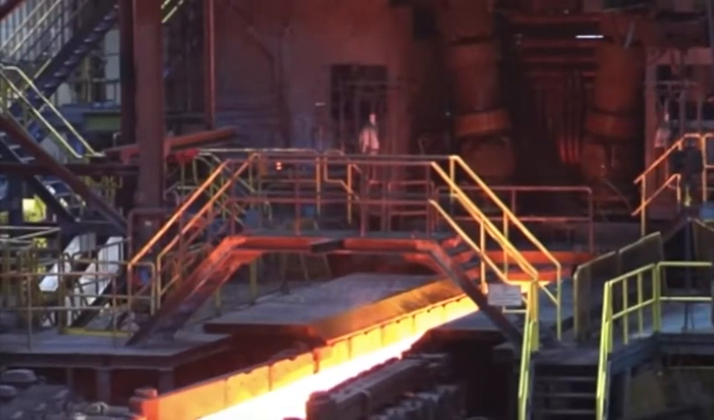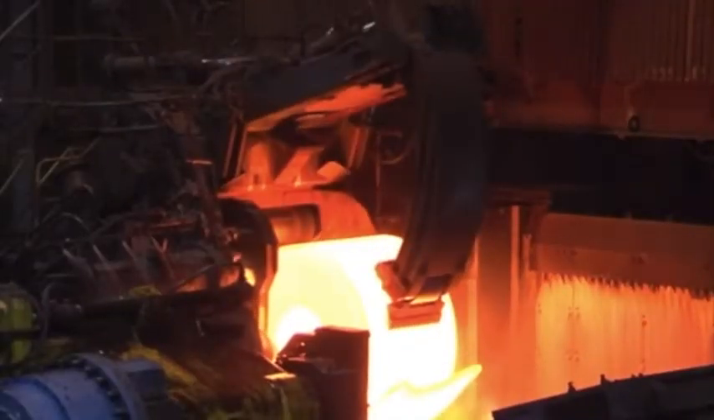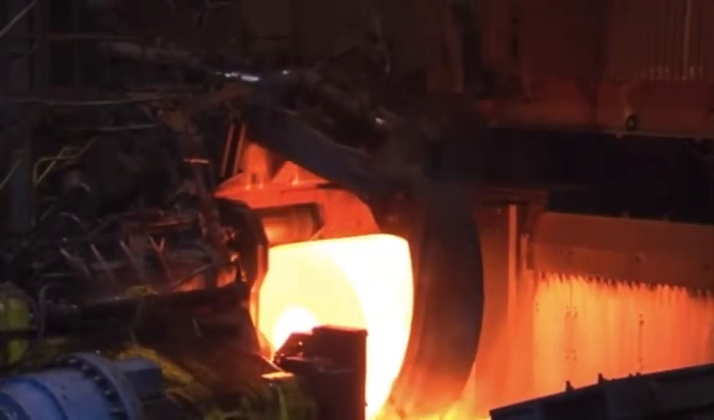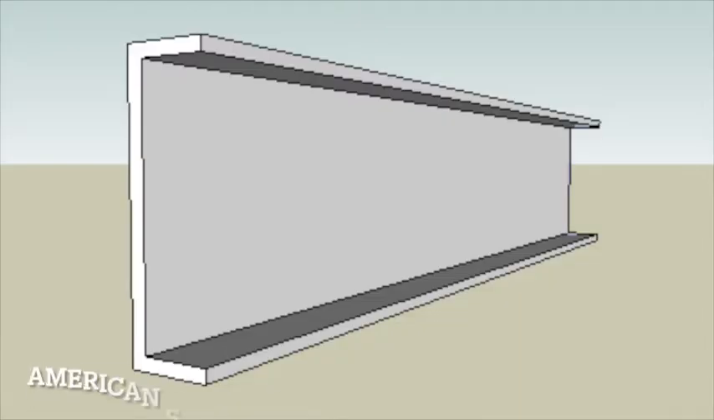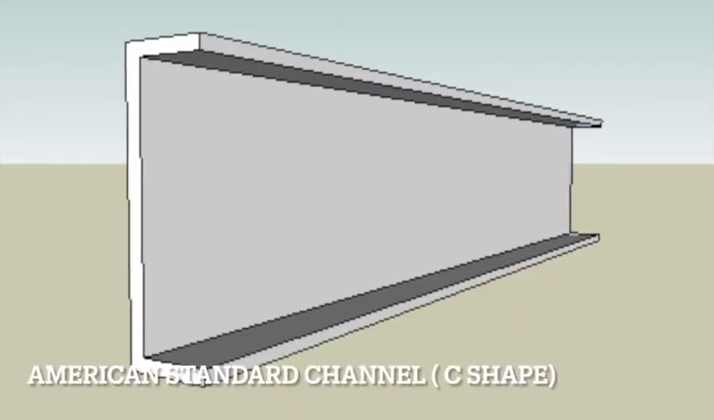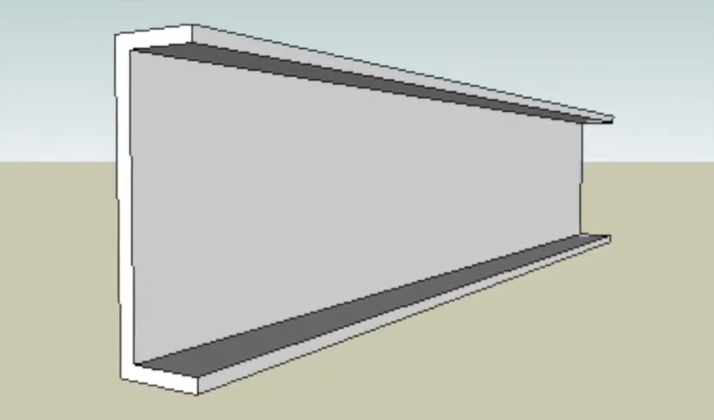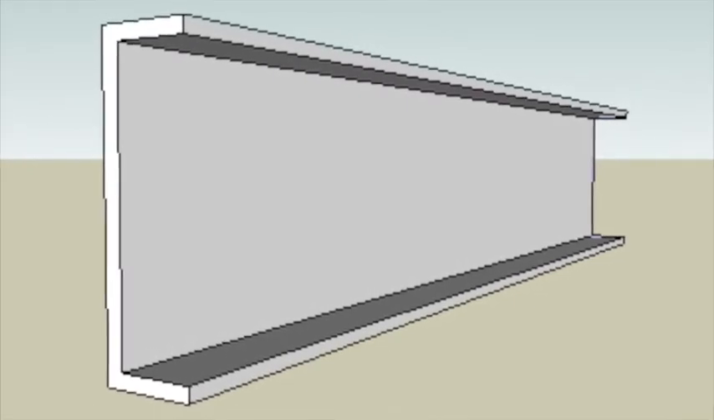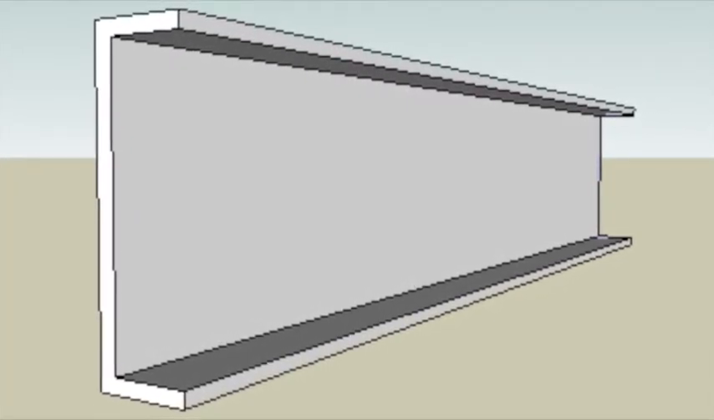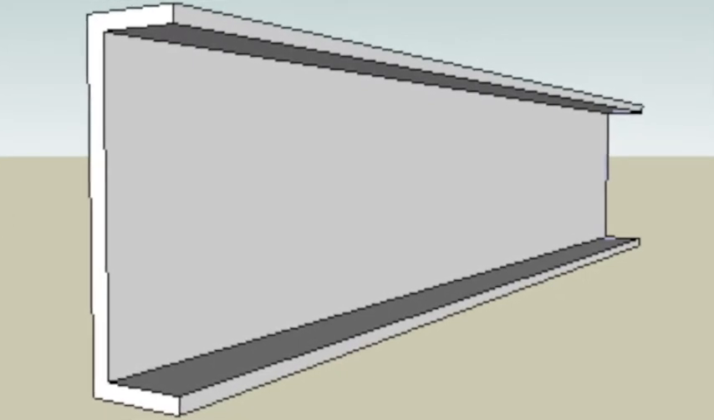It is descriptive of a metal obtained by rolling the metal while still hot, which results in a dark, oxidized, relatively rough surface. Structural steel shapes. Number 1. American Standard Channel. It is a hot-rolled structural steel section having a rectangular C shape with sloped inner flange surfaces. It is designated by the prefix C followed by the size and weight of the member.